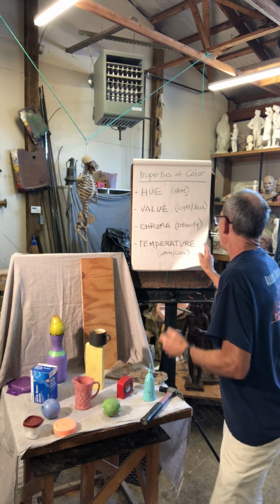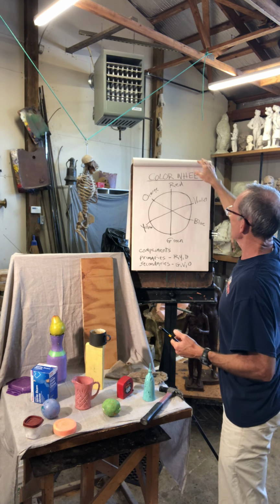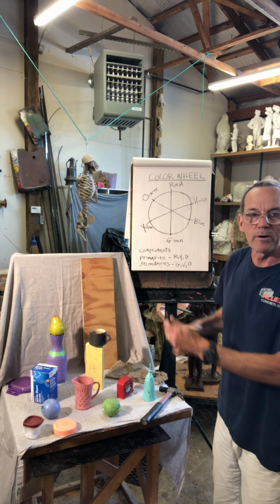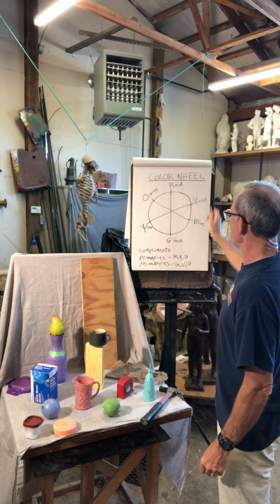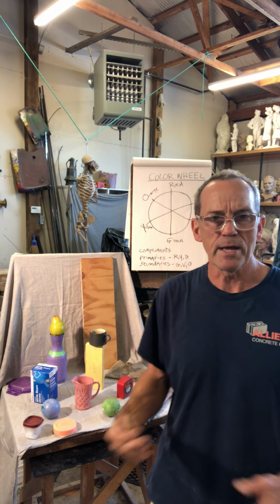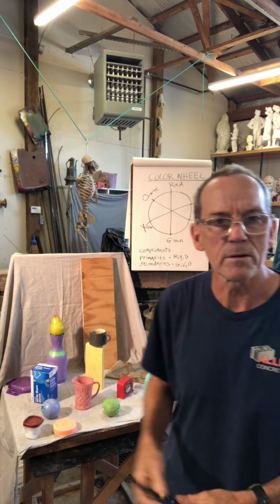If you look at the traditional color wheel, what we have are 6 basic hues. We have the primary colors, which are red, yellow, and blue. So red, yellow, and blue, those are our primary colors. Those are colors that you can't mix other colors to get. That's why they're called primary colors.